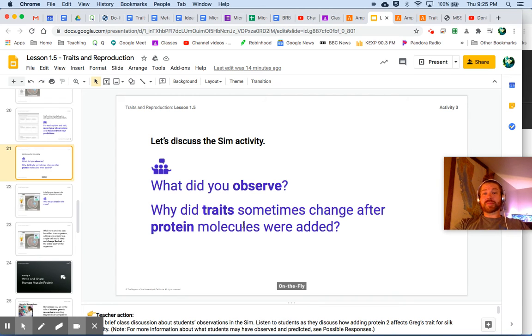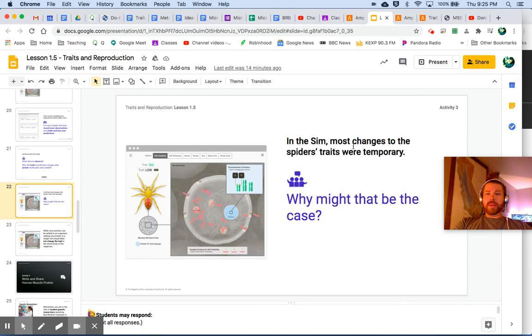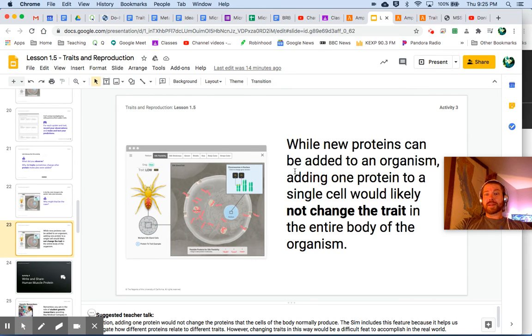Okay. Last thing, while new proteins can be added to an organism, adding one protein to a single cell would likely not change the trait in the entire body of the organism. So just to be clear about that, we're changing one single cell. It's probably not going to change the entire trait. However, we're using this as an example, as a model. It helps us to see how proteins do affect traits. But if we wanted to change a trait, we'd probably need to change the proteins in all of the cells, not just one, just to be clear.